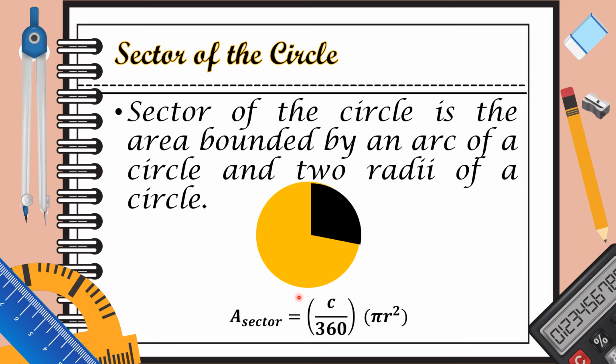So, ang formula for the area of the sector of a circle is equal to C divided by 360. Since part siya ng circle o ng area siya, so pi r squared yung gagamitin natin. Okay, yung C ulit is the degree measure of the arc ng ating sector.